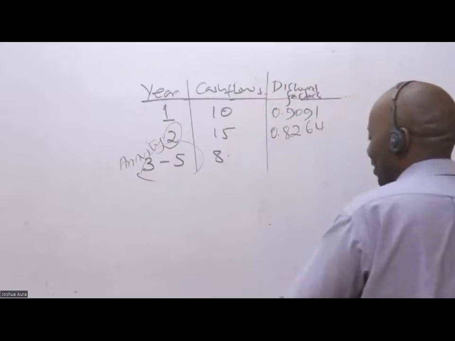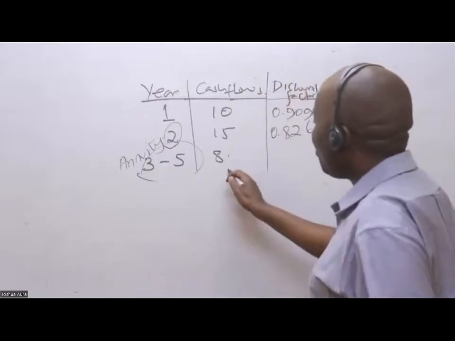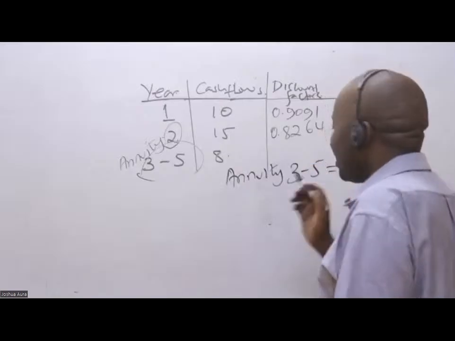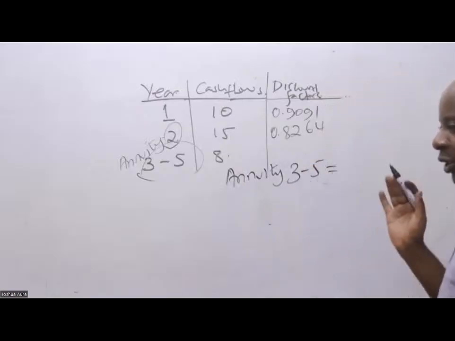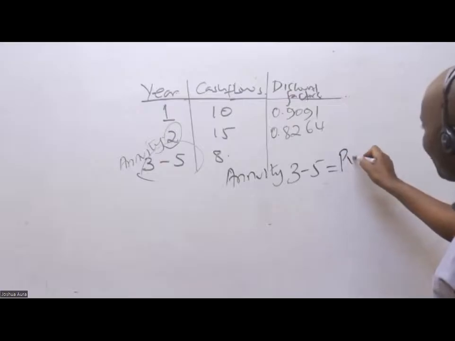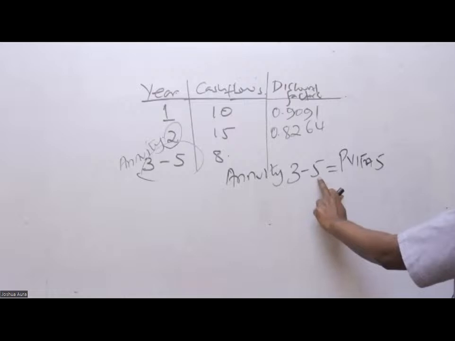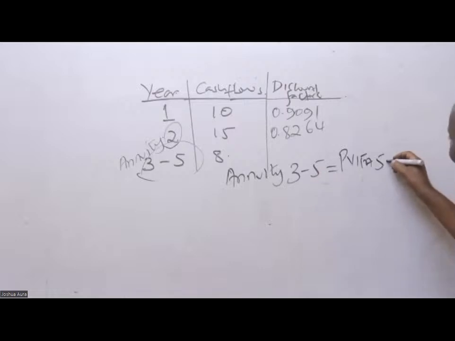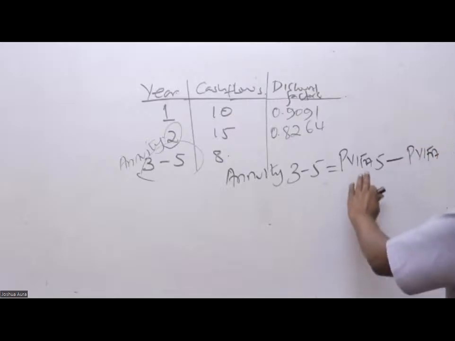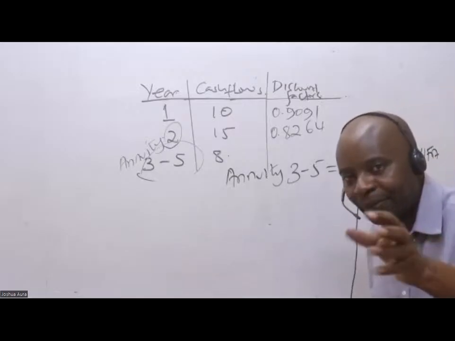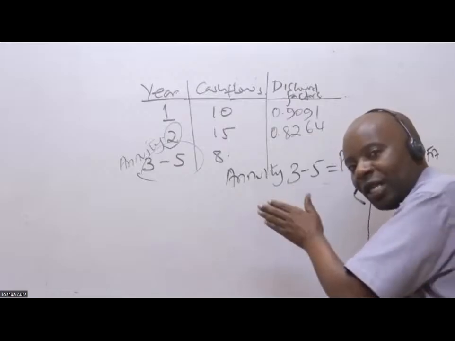Annuity. So they want us to give them annuity year 3 to year 5. This needs expansion. So I will take PVIF for 5 years, the upper limit, and then I'll say minus PVIF. When I talk of PV for 5 years, I've included all the years, including the unwanted ones, all the years from year 1 all the way to year 5.